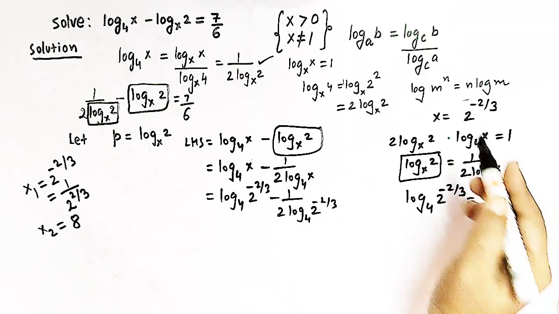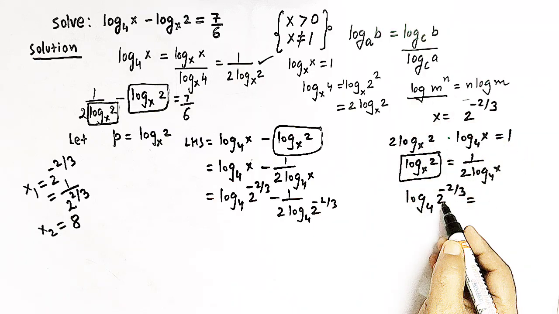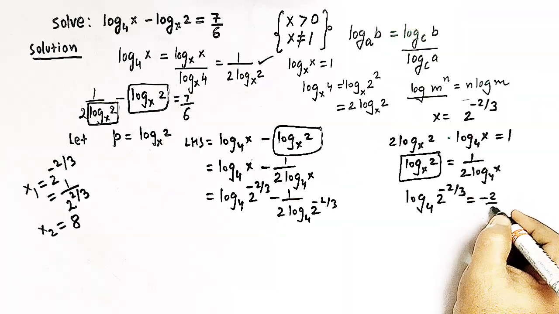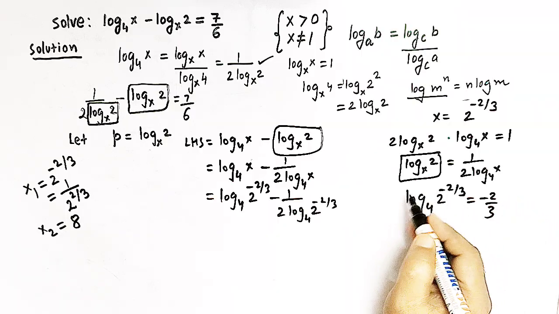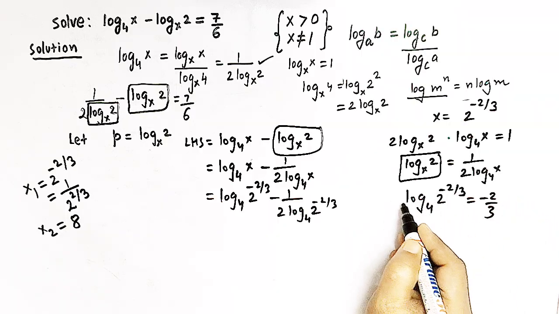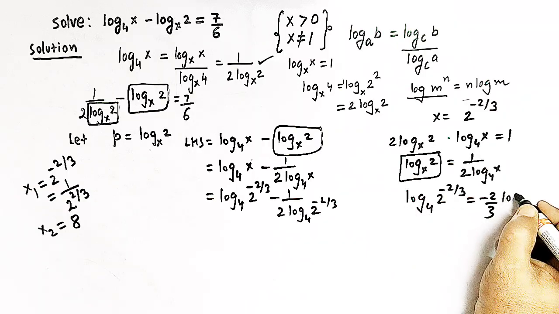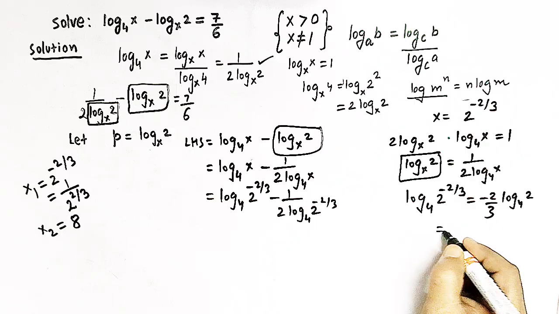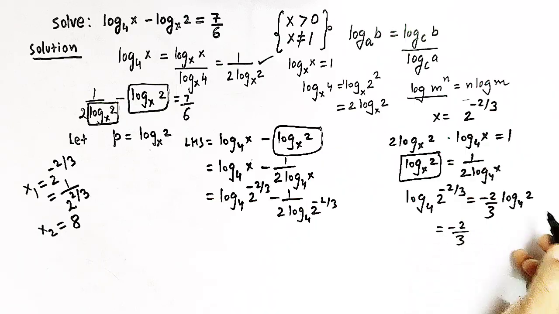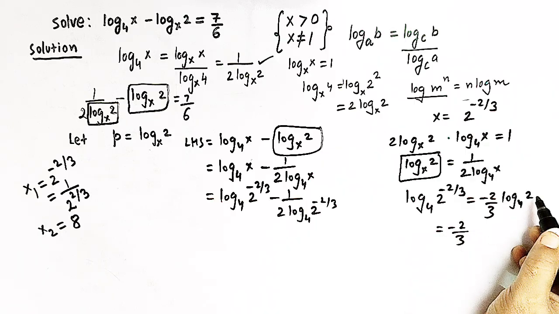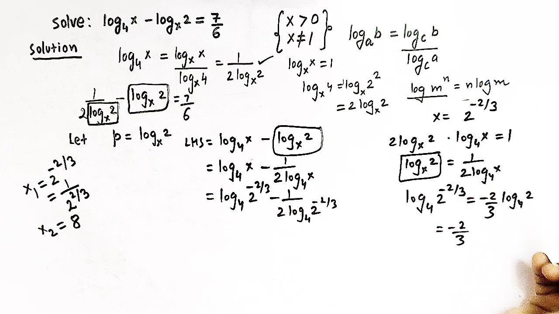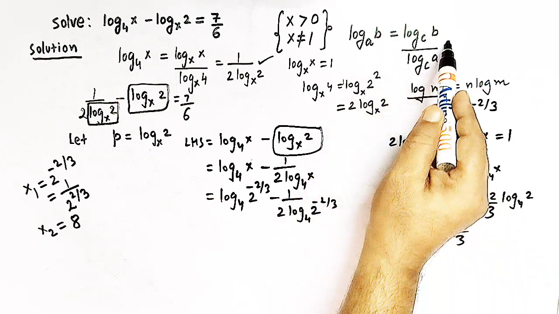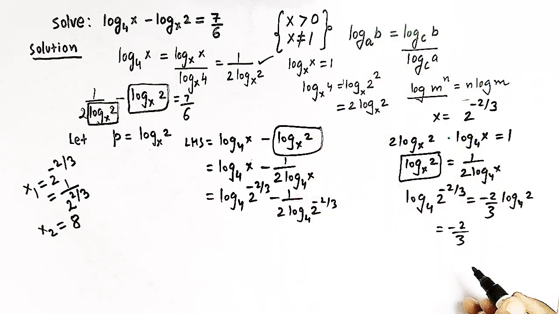Now let us separately calculate the value of log 2 raised to minus 2 over 3 to the base 4. So using this result, we can now write minus 2 over 3. Minus 2 over 3 can be taken in front of logarithm. So we have log 2 to the base 4. So now we have minus 2 over 3, and log 2 to the base 4 can be written with the help of the base changing formula.